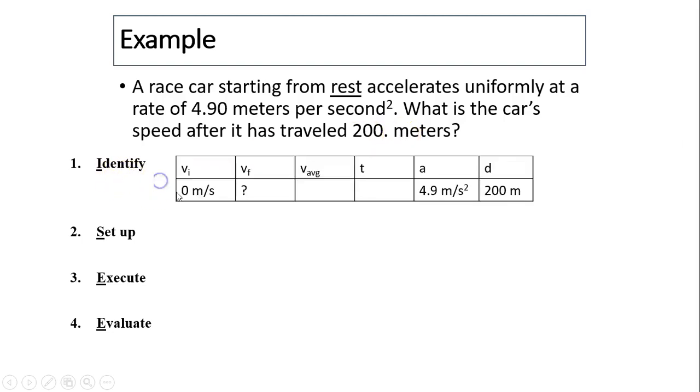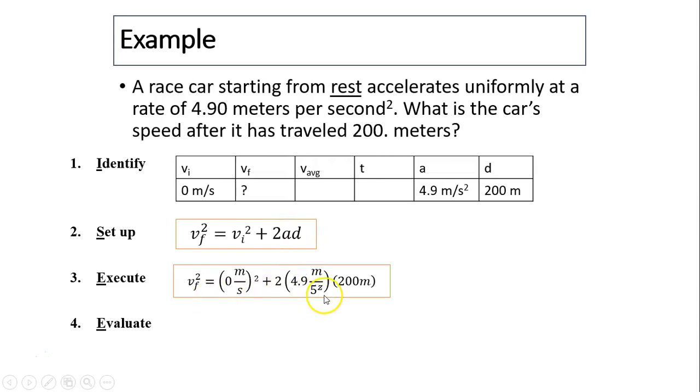Again, first identify what is given to you. Initial is 0 because it's at rest. VF is the one we don't know. The next one says acceleration is 4.9. Another quantity given to you is 200 meters. That's your D. You don't know the time, so that's the equation we use, the timeless equation: VF squared equals VI squared plus 2AD.